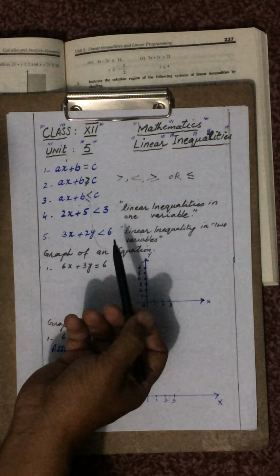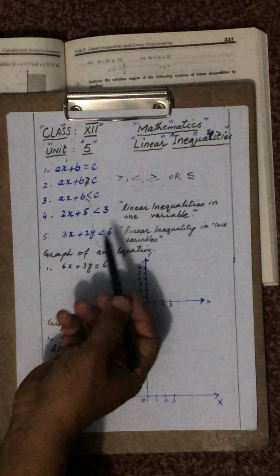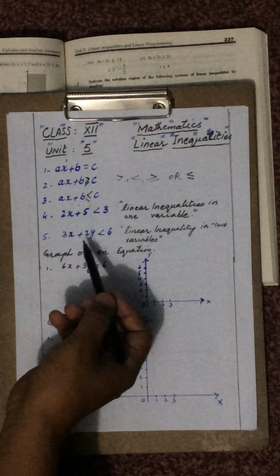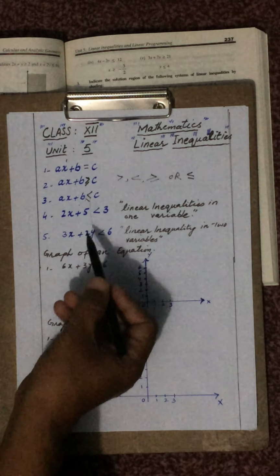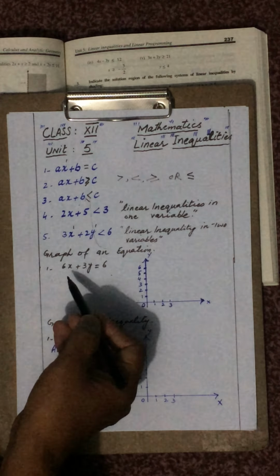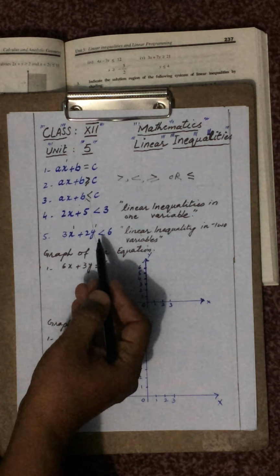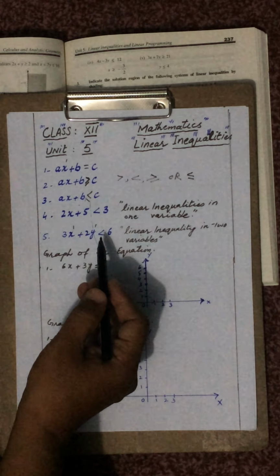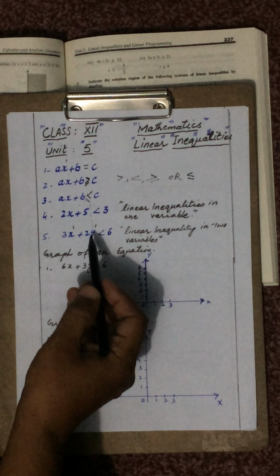In this chapter, we mostly discuss the linear inequality in two variables. As I have written here, 3x plus 2y is less than 6. Here the highest power of the variable x is 1 and the highest power of the variable y is also 1. So this is linear, and the sign here is less than, so this is a linear inequality in two variables.